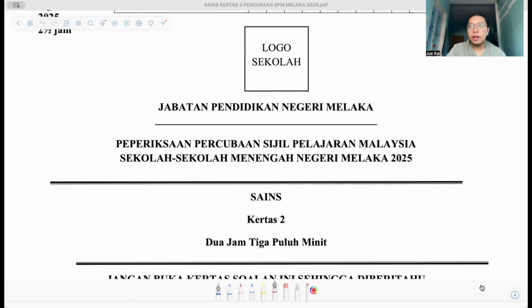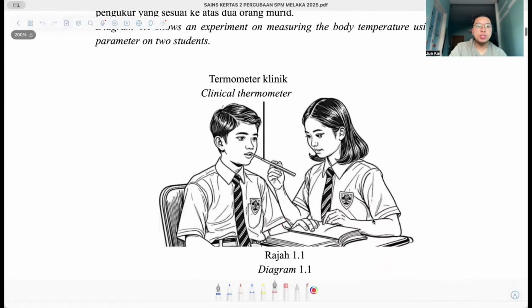I want to do one year, three papers: 2021 three papers, 2022 three papers, like this until 2025. So let's do 2025 first, since I downloaded so many but haven't done them yet. Let's do it together. Okay, let's see question number one.